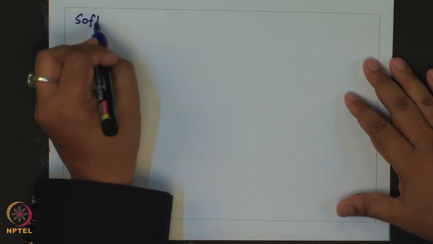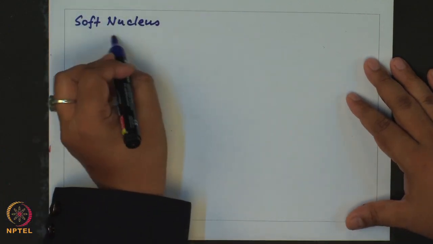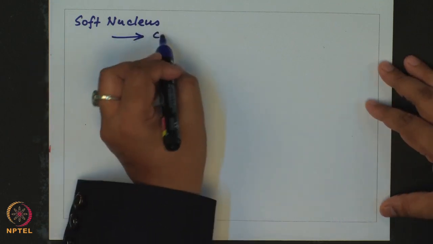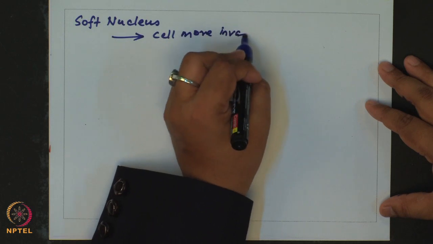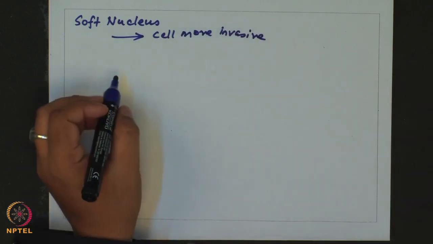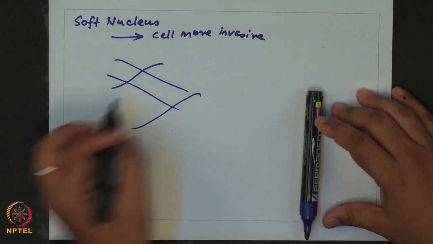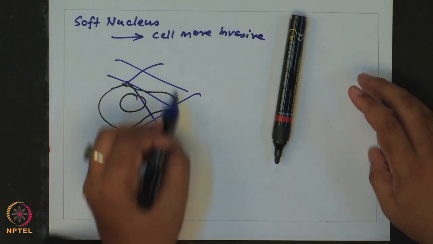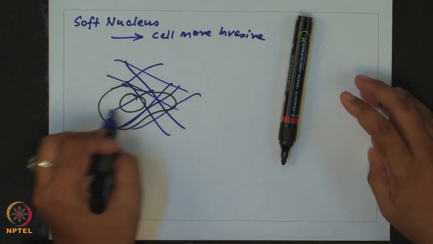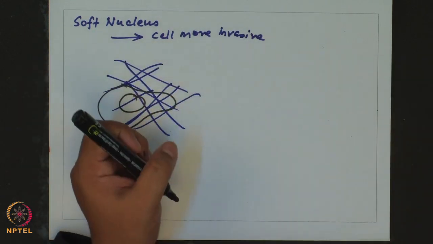Ideally a soft nucleus should mean that a cell is more invasive. Why? Because in 3D matrices, when cells are migrating, the cell has to squeeze through the pores in the matrix. So, if the matrix is very dense, it is very difficult for the nucleus to be squeezed.